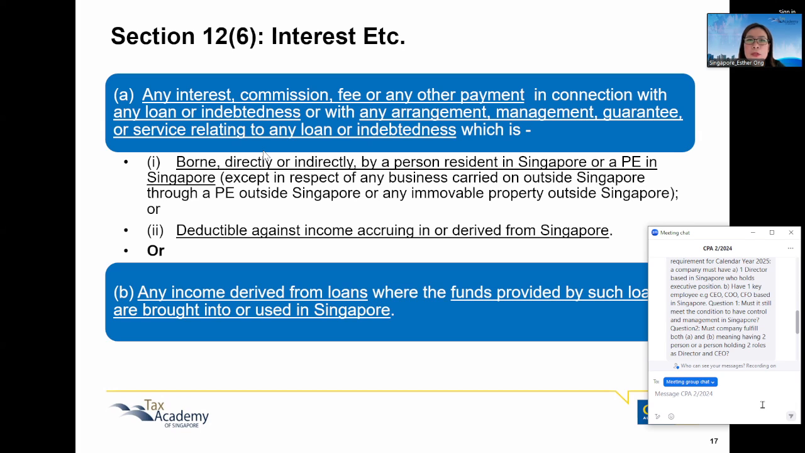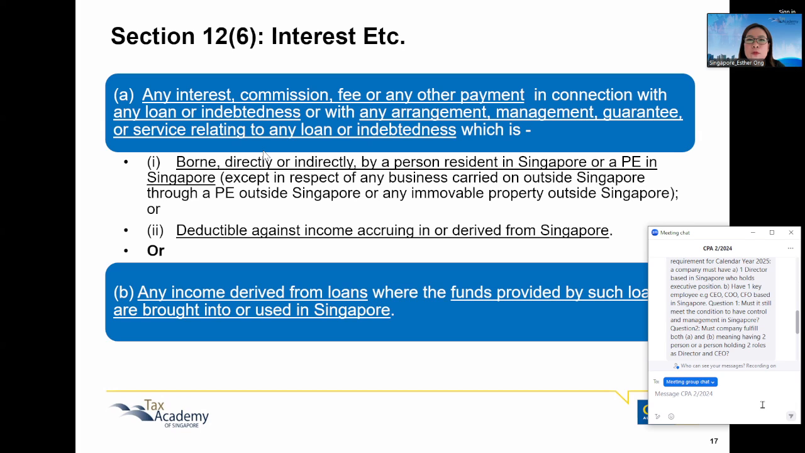Then Chia Yong, regarding tax resident, the new requirement for calendar year: a company must have one director based in Singapore who holds an executive position, and have one key employee. Does it still need to meet the condition to have control and management in Singapore? The answer will be yes, because this is still the basic principle, which does not change. All the key indicators are just guidance or examples of how to apply control and management.